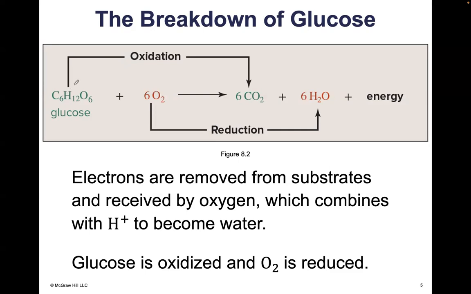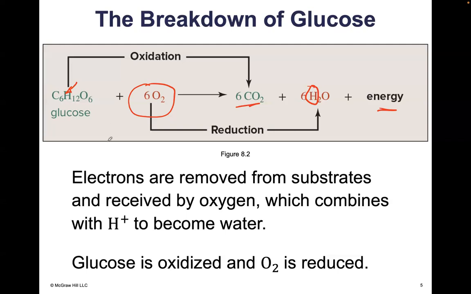So in this process, hydrogen is being given off and there is a gain of oxygen, and that's why it's oxidation. And in reduction here, hydrogen is being gained. So this is why it's reduction. So the meaning is glucose is being oxidized to form this, and 6 oxygen is being reduced to form this, and energy is being released. Electrons are removed from substrates.